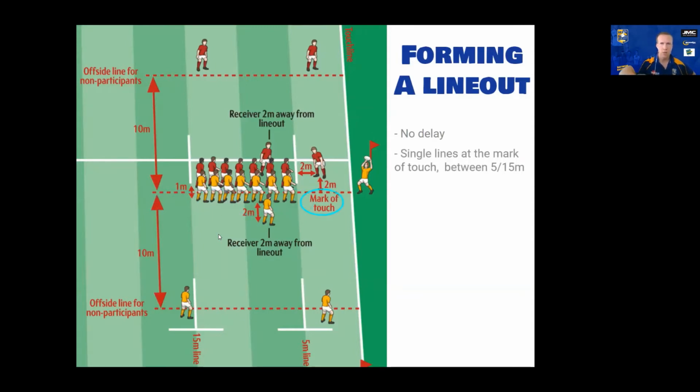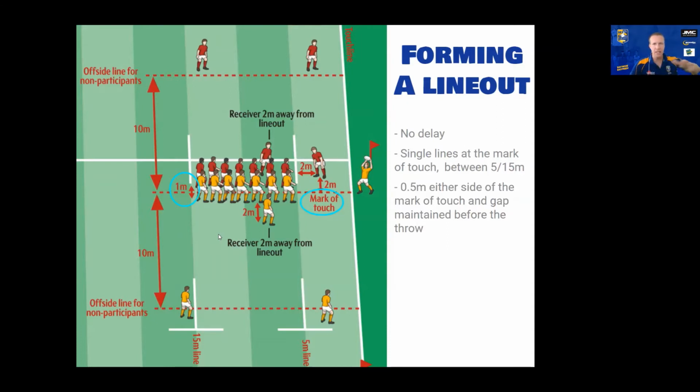So they form single lines at the mark of touch. Those single lines are between the 5 metre and the 15 metre line. They must maintain a half metre gap either side of the mark of touch. So between the two teams, there should be at least a metre. I'd say as referees, you probably should be aiming for wider than that, probably up to 1.5 metres, to maintain a good gap. The wider the gap, really, the easier it is to manage that line out.